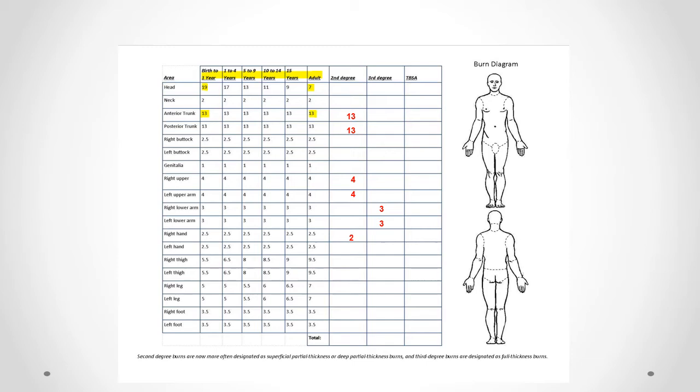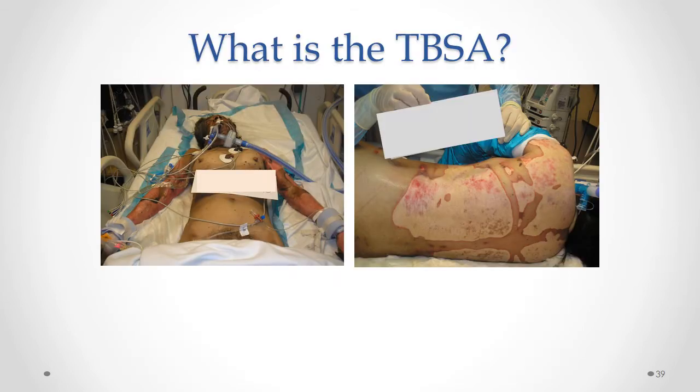And again, only the partial thickness and full thickness, which on the Lund-Browder it still says 2nd degree and 3rd degree. So if we add those numbers up, we get 36 for 2nd degree, we get 6 for 3rd degree, and we have a total of 42%. So that's probably an accurate description in terms of our case study.